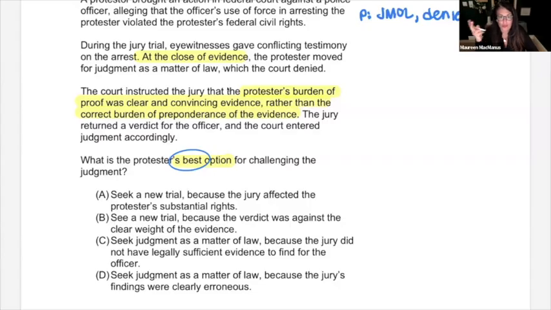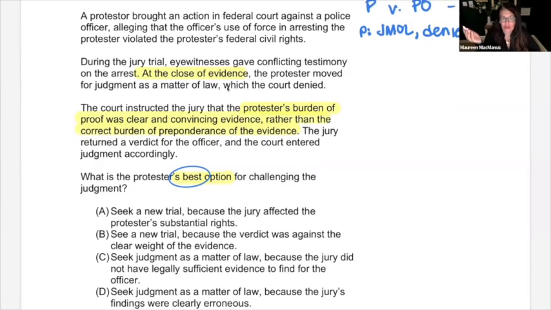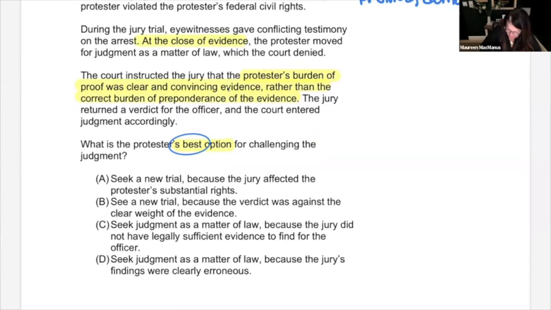What do they mean by substantial rights? That's essentially one of your constitutional rights. There's a right to a jury trial. And part of the right to a jury trial is having the jury render a decision based on the correct burden of proof. So B, seek a new trial because the verdict was against the clear weight of the evidence. There's not enough information here to show that. The verdict is not against the clear weight of the evidence because if we go to paragraph 2 here, there's conflicting testimony on the arrest. So this mischaracterizes the facts.